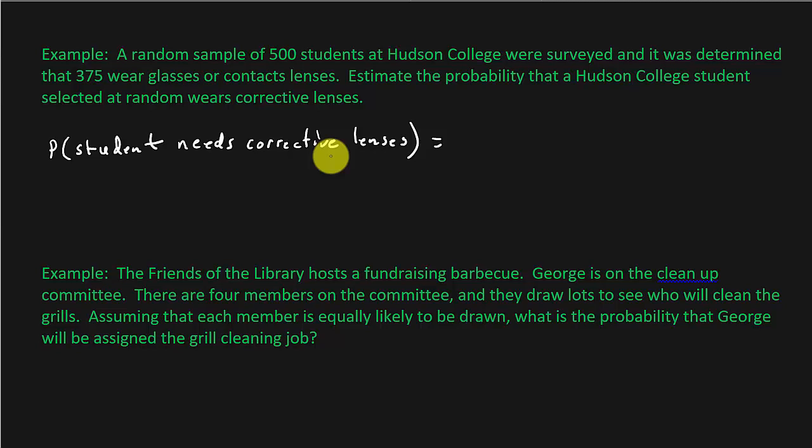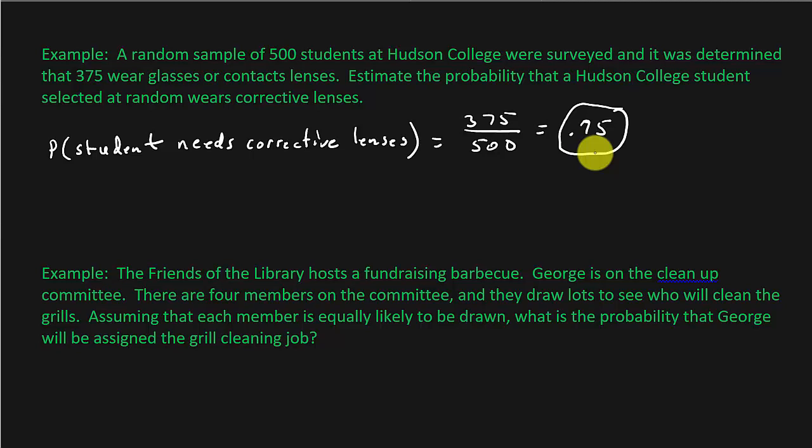That would be the number of successful outcomes, which is what? Well, that's 375 we know wear glasses from the sample. So that's 375 over the total number of students that we surveyed, which was 500. And that is equal to 0.75. So we could say that there is a 75% chance. This is a decimal. You can convert it to a percentage. So there's a 75% chance.